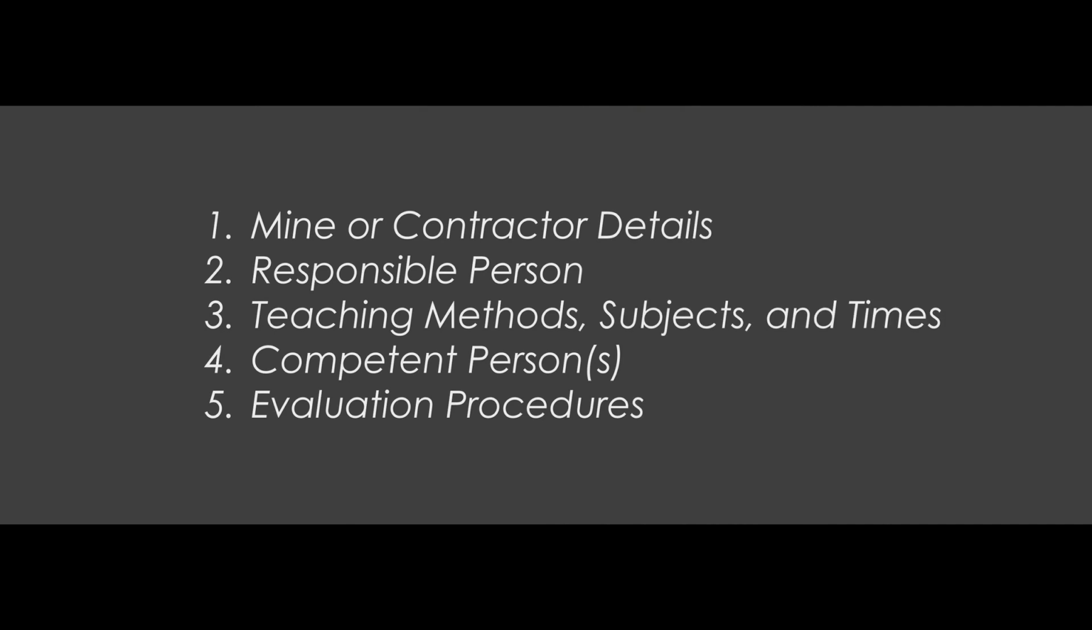Number 3, contents. The contents of the training plan is made up of those 5 things. 1, mine or contractor details. 2, the responsible person. 3, teaching methods, subjects, and times. 4, competent person. And 5, the evaluation procedures.